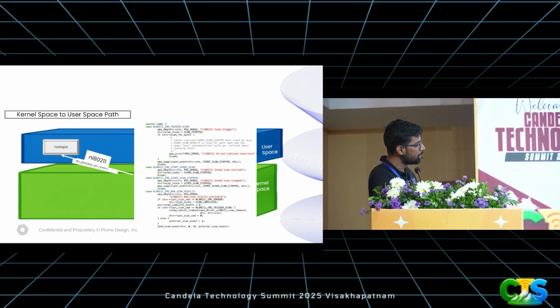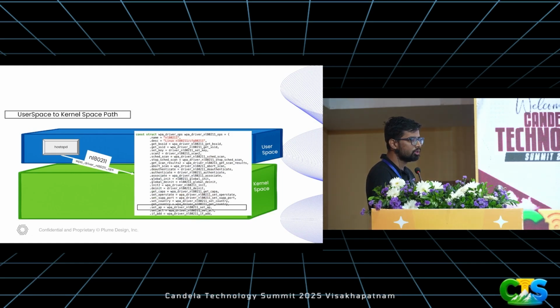Now, this is typically the kernel space to user space path, like how the kernel space is sending the commands. So for example, channel switch announcements, how you trigger a scan, how you get the scan results. Those are basically notifications that are coming from kernel space to user space, and any application listening to those events can see them and do all the operations that they want to do based on that.